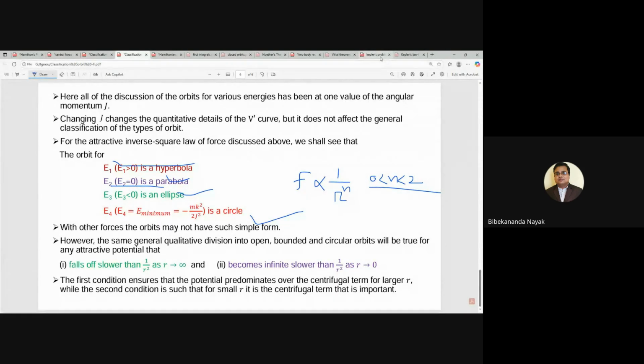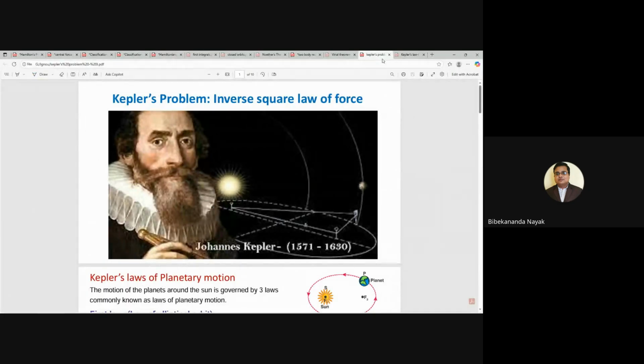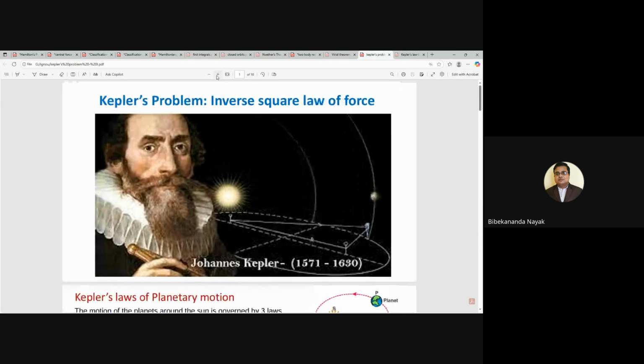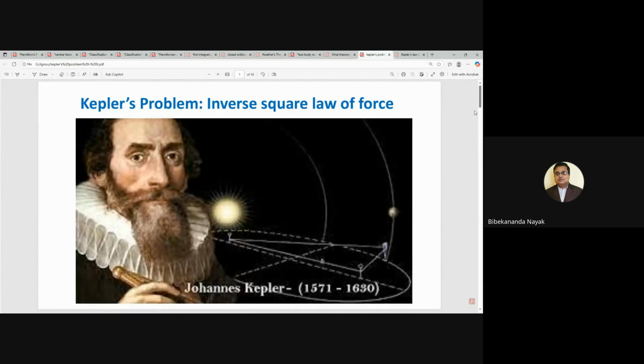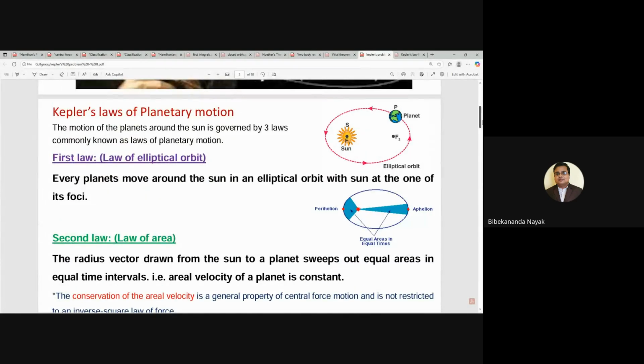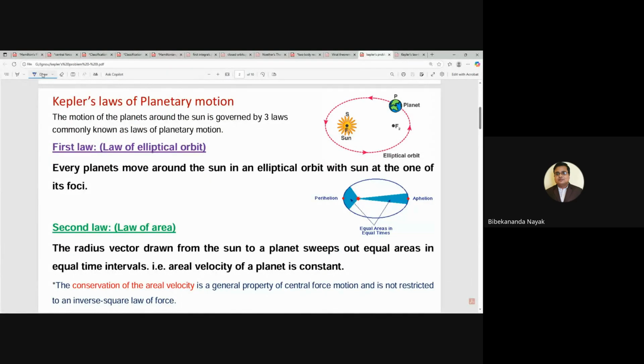Kepler's problem, actually this is also derived by Kepler. From the classification of orbits, pictorially we got this, but mathematically Kepler also derives the same things. Then Kepler gives three laws. Kepler's laws of planetary motion. First law: every planet moves around the sun in an elliptical orbit with the sun at one of its foci. Means for an ellipse, two centers, two focus, so the plural of focus is foci.